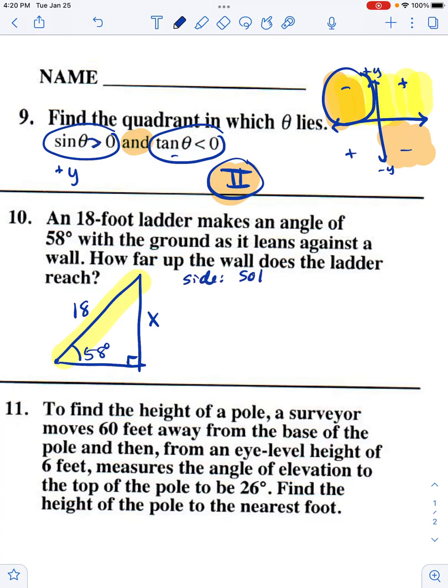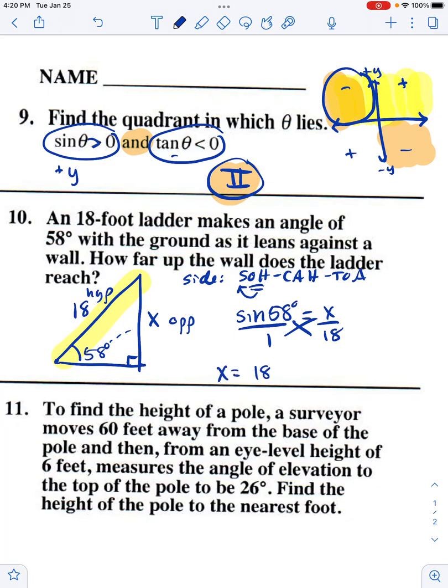Okay, well, I'm looking for a side, so I'm going to be using SOHCAHTOA. And this is straight across from my angle, so that's opposite. This is across from the 90, so hypotenuse. So because I have opposite and hypotenuse involved, I'm going to use sine of my angle equals opposite over hypotenuse. And in this case, I'm going to throw down a 1 so I can do cross multiplying. And 1x is going to be 18 sine 58.